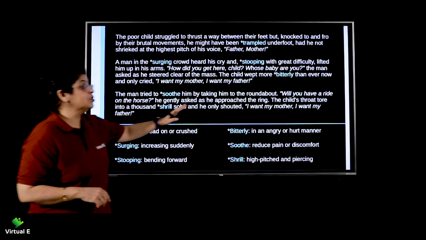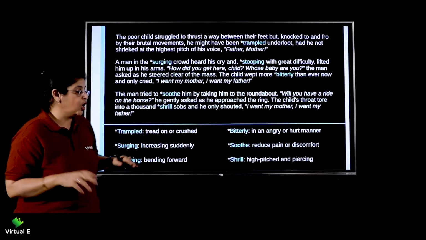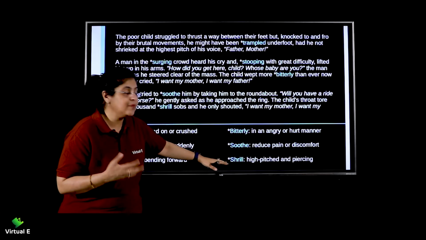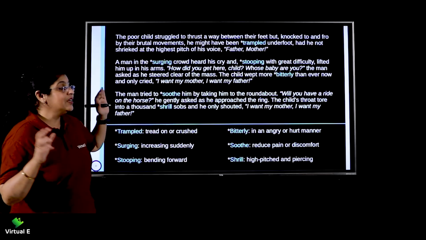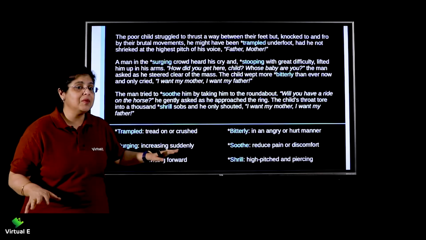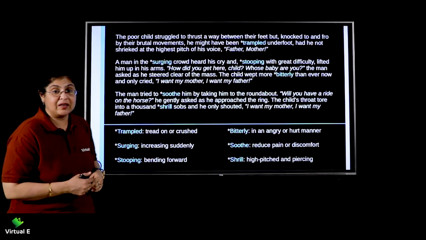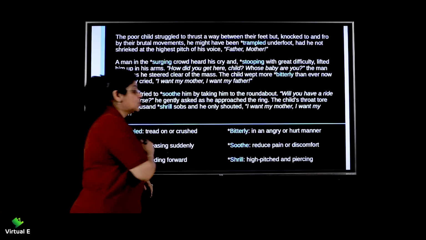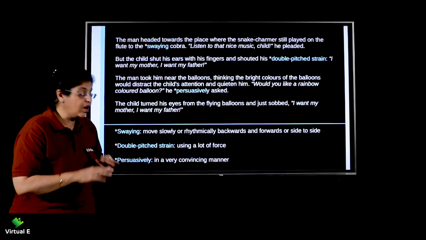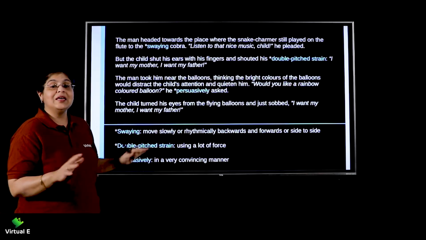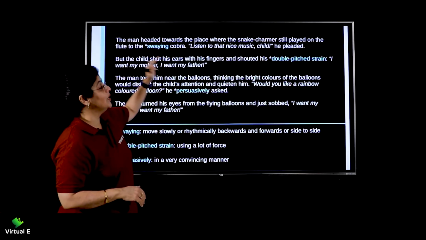The child's throat tore into a thousand shrill sobs. Shrill as in high-pitched and piercing. He was still screaming at the top of his voice and he only shouted, "I want my mother, I want my father." He did not even look at the swing. He did not look at that ring where the man brought him. He did not want any ride on the horse. He wanted his parents. The man headed towards the place.